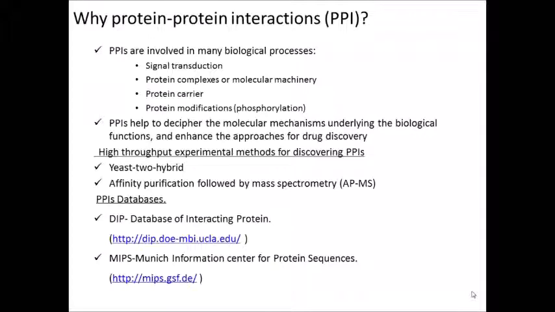Protein-protein interactions are very important in many biological processes. They help to decipher the molecular mechanisms underlying biological functions and enhance the approaches for drug discovery. Yeast two-hybrid and affinity purification are the two most important methods used to determine protein-protein interactions. DIP and MIPS are the two databases which maintain a complete list of protein-protein interactions.